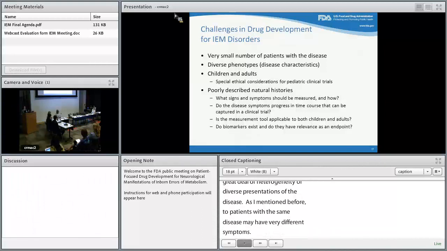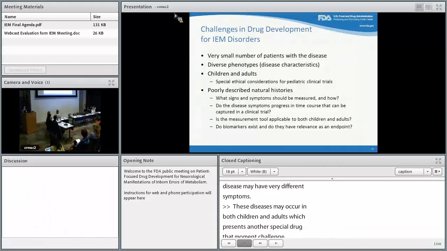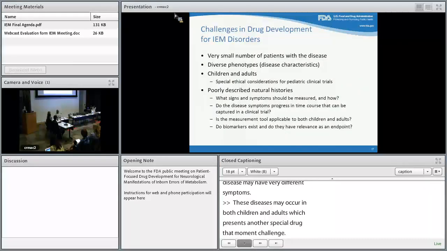These diseases may occur in both children and adults, which presents another special drug development challenge because children are vulnerable patients who are not able to consent for themselves. So we have to take special considerations in mind to protect children in pediatric clinical trials that we don't have to consider as thoroughly in adult patients who are able to consent for themselves.